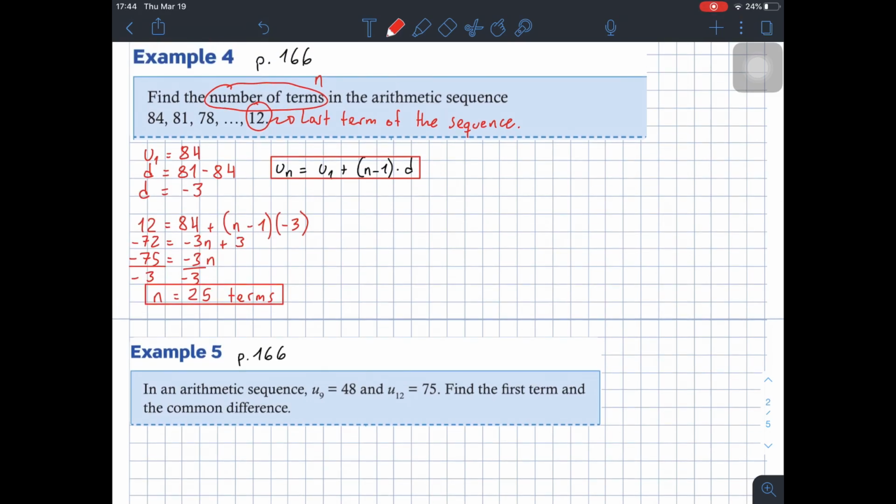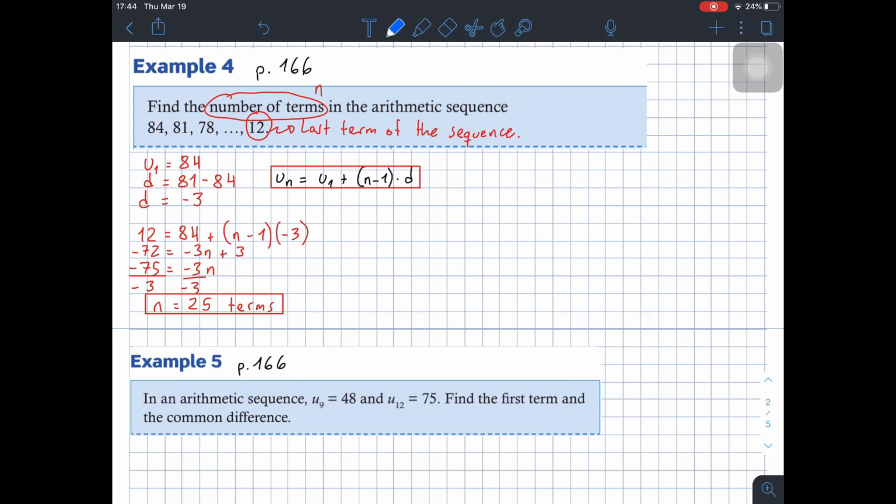We can make a verification here just to make sure that we did the right thing. So we can calculate, for instance, how much is U25? What is the value of the 25th term of this sequence? So by applying this formula over here, we would say that U25 equals U1, which is 84, plus 25 minus 1 times the common difference, which is -3, right?